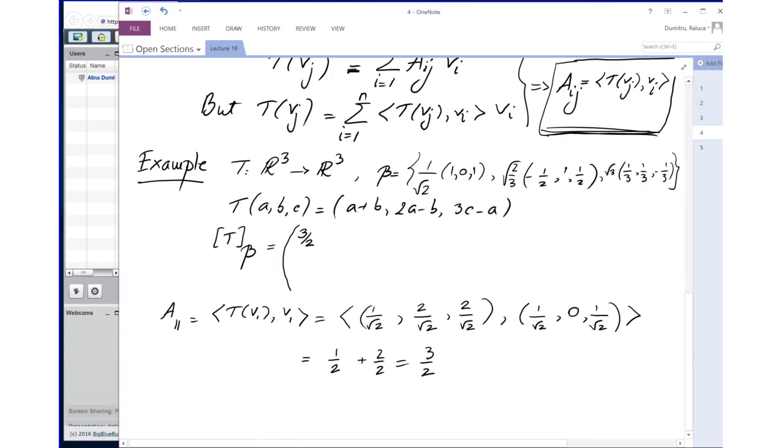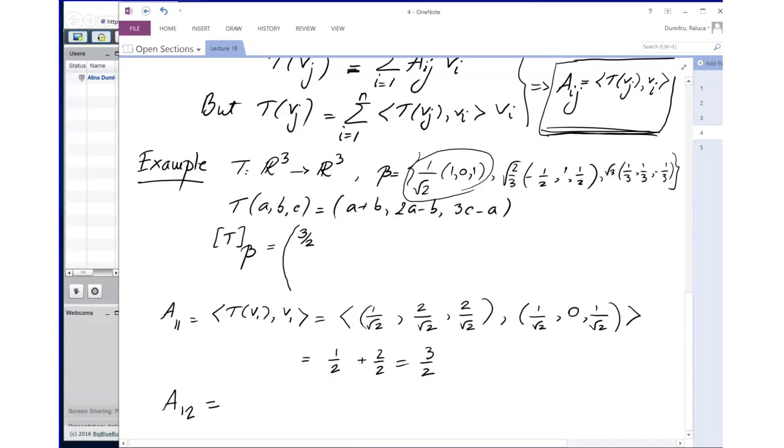What are A, B, and C? For any A, B, and C in R3, that's just the definition of the linear transformation. T of A, B, C is A plus B, and so on. So I'm applying T to this vector, this one here. So A, B, and C are 1 over the square root of 2, 0, and 1 over the square root of 2. Yeah. So I'll probably not end up filling the entire matrix. Let's just do one more.